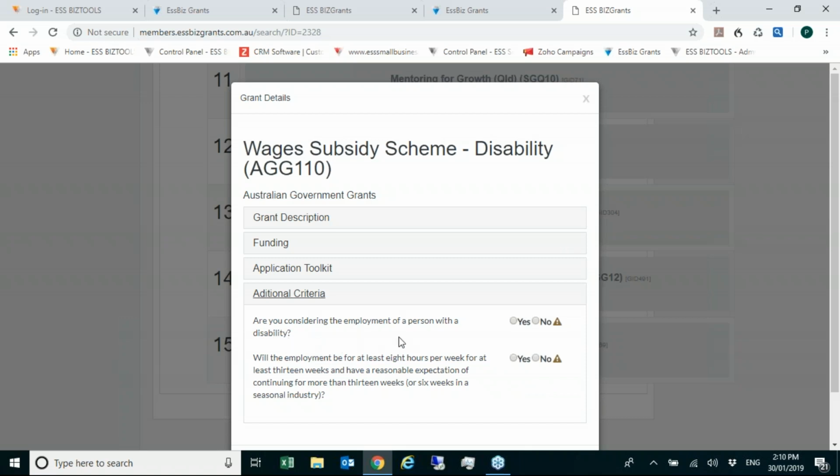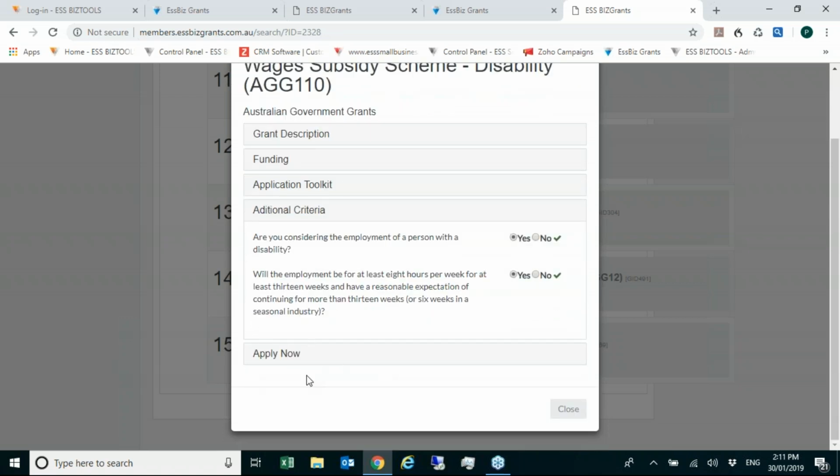Are you considering the employment of a person with a disability? So we answer yes. Will the employment be for at least 8 hours per week for at least 13 weeks and have a reasonable expectation they'll have ongoing work? We say yes. Now, what happened then is the apply now button came up. If we click on that, it will take us to the government website where you can start the application process.